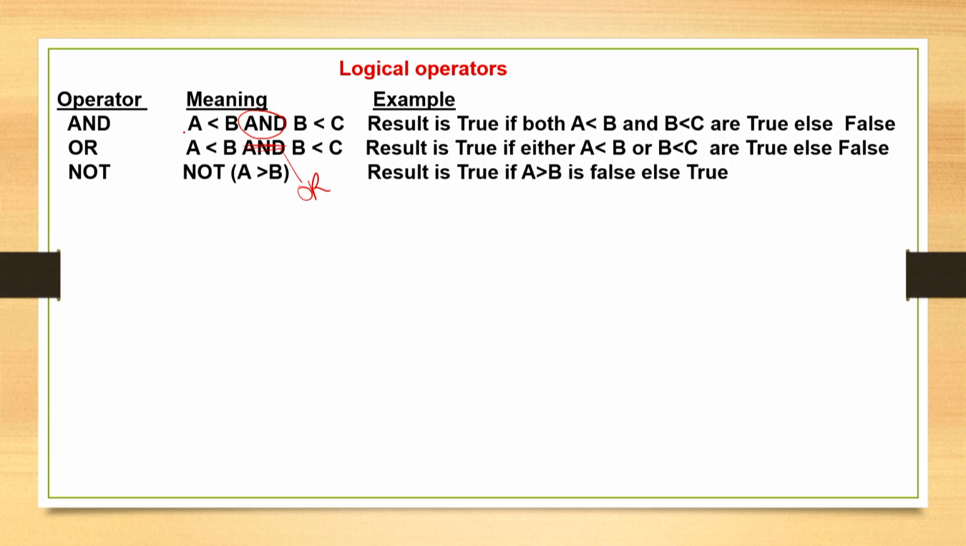When A is less than B is true and B is less than C is true, if both of them are true, then the result is true, otherwise false. Or means either of these conditions, that is A less than B or B less than C, is true, then it is true, otherwise it is false. Means it's false only when both the conditions are false. If any of them is true, then the result is true.